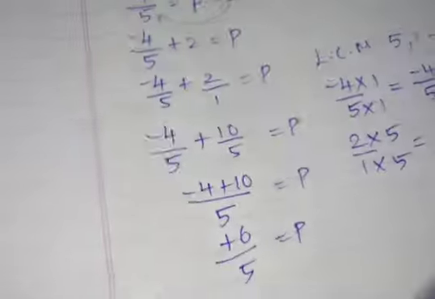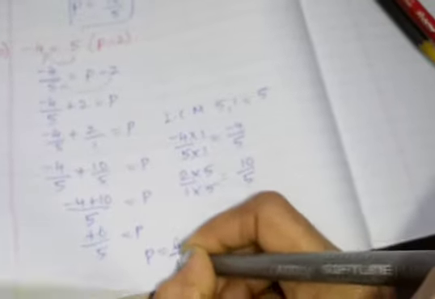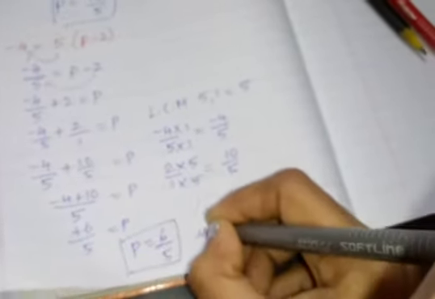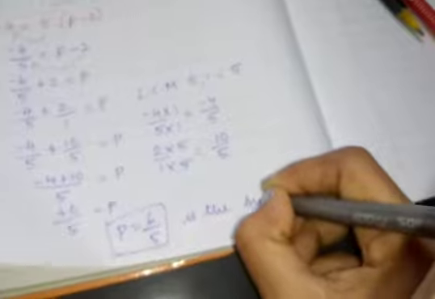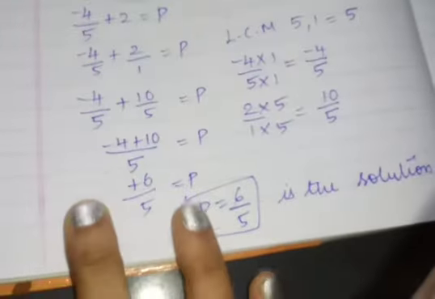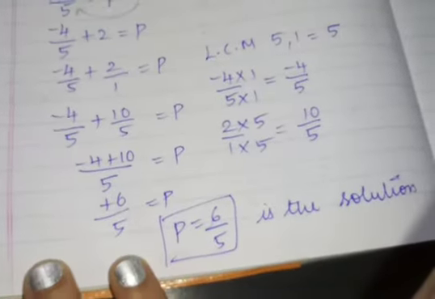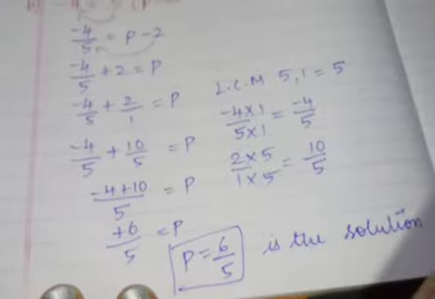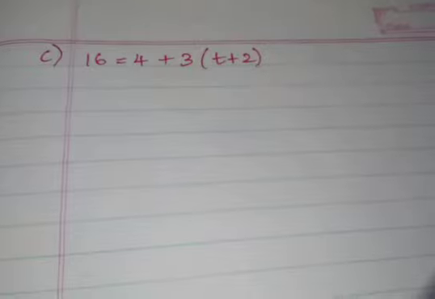So what is the p value now, children? What is the p value? P is equal to 6 by 5 is the solution. P is equal to 6 by 5 is the solution of the given equation. Listen. See, minus 4 plus 10 is plus 6. P is equal to 6 by 5 is the solution for that given equation. Understood? This is your B problem.